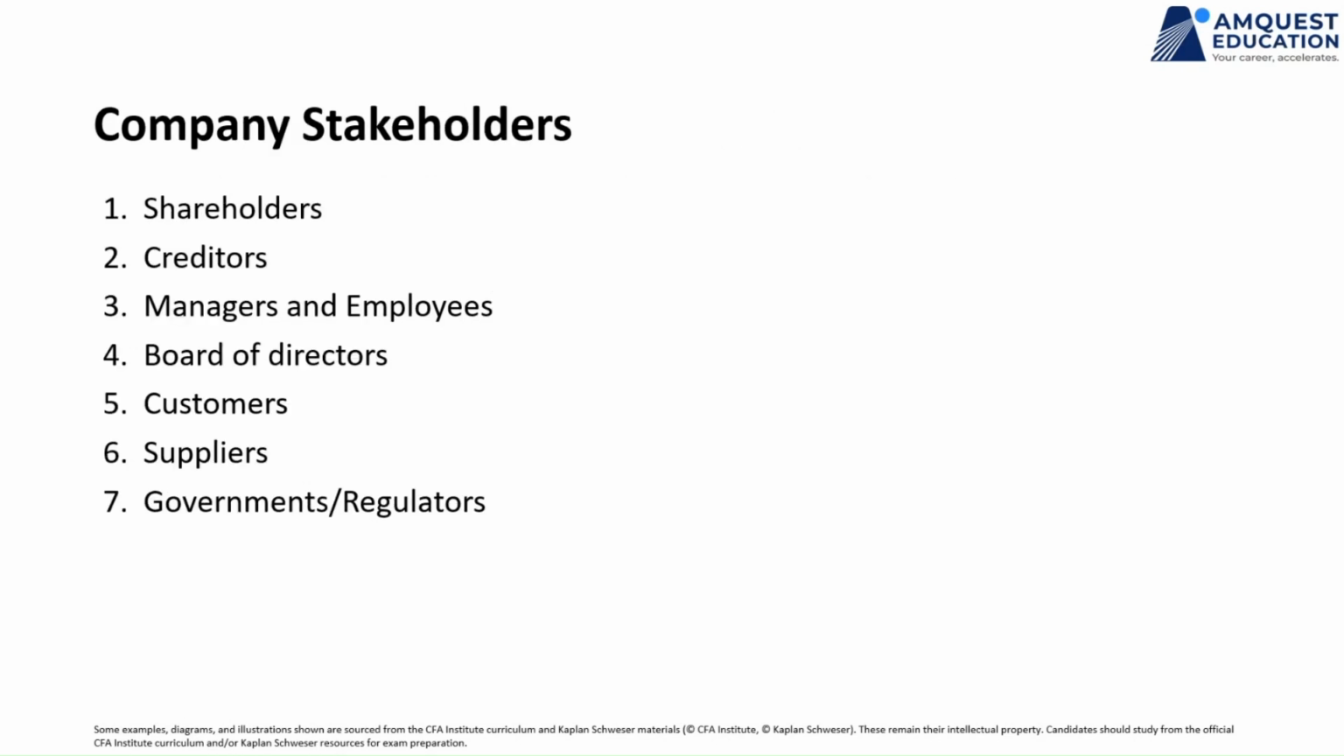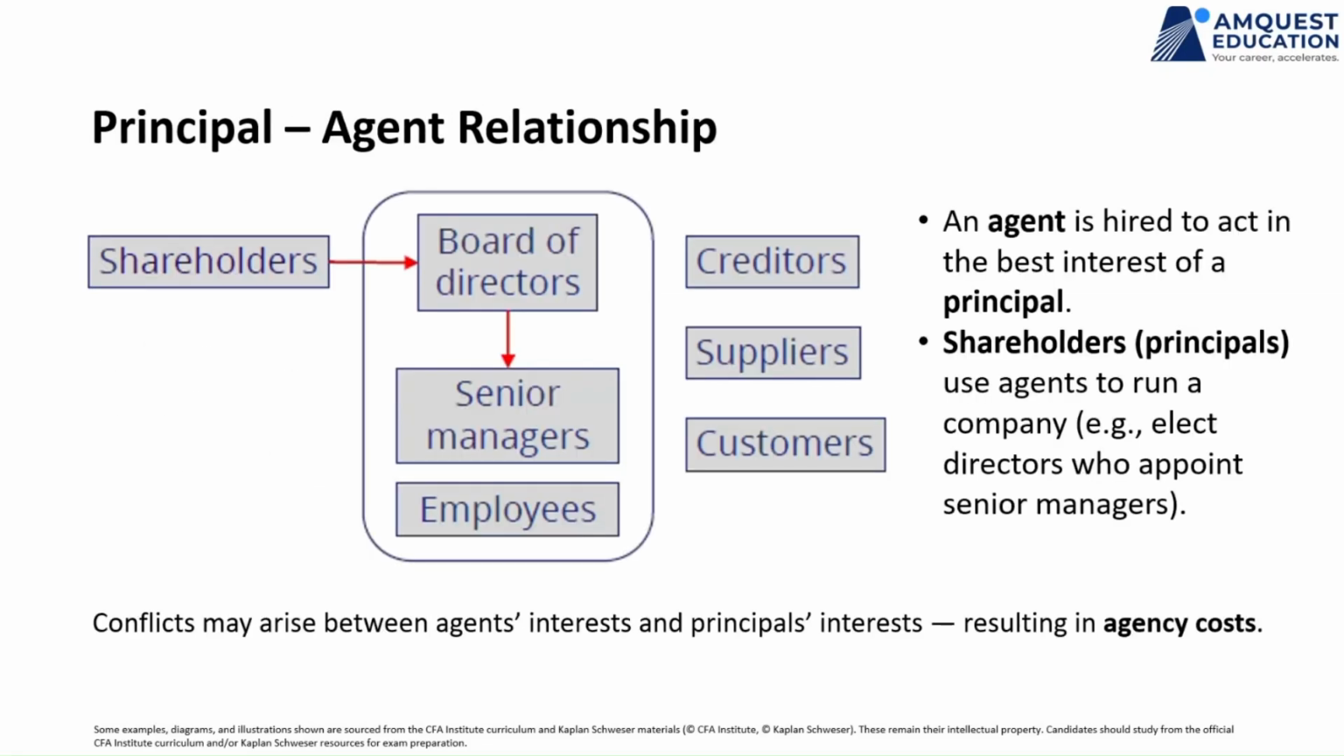Who are these stakeholders? We've talked about previously: shareholders, creditors, managers and employees, which means senior management of the company, and obviously employees, board of directors, customers, suppliers, and government or regulators. Now, what is this principal agent relationship? The term principal agent relationship will be covered across different books several times in CFA.